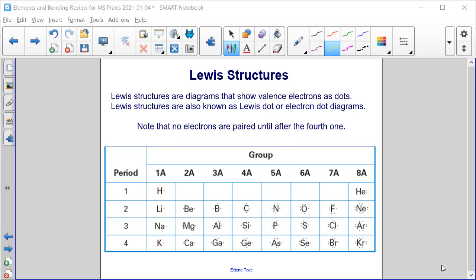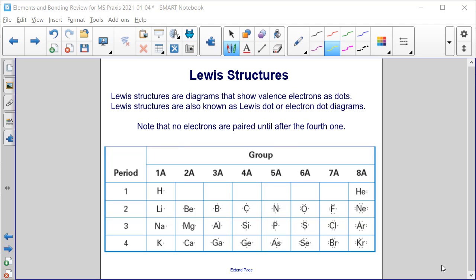In group 4, we drew 4 valence electrons, 1 on each side. So you kind of see how we're going around in a circle there, like northeast, southwest, sort of. And then once we get to 5 valence electrons, starting with the nitrogen group, we start pairing up the electrons. No electrons are paired until after the 4th one.